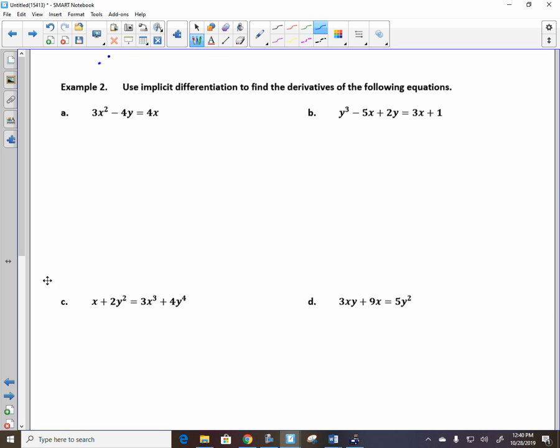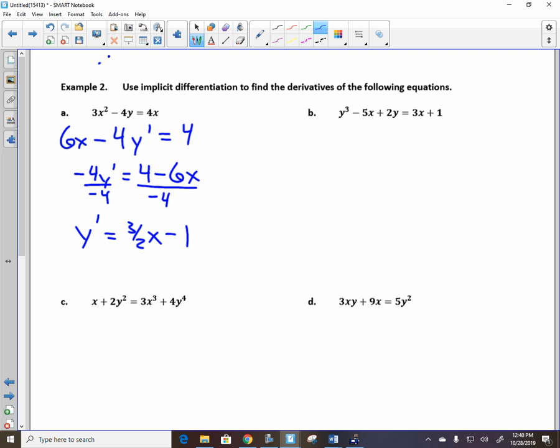What's the derivative of 3x squared? 6x minus, what's the derivative of 4y? Close. 4y prime equals, what's the derivative of 4x? 4. I solve for y prime. Negative 4y prime is equal to 4 minus 6x. Divide by negative 4. y prime is 3 halves x minus 1.